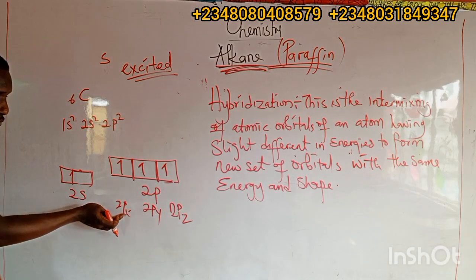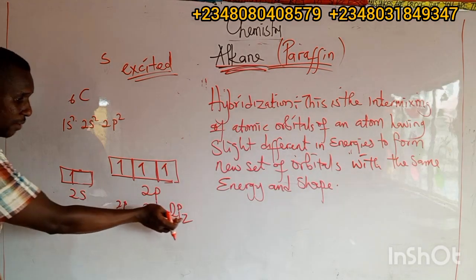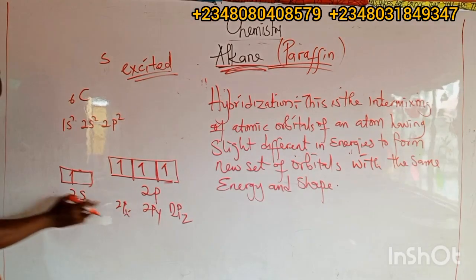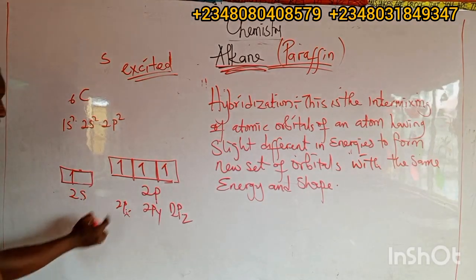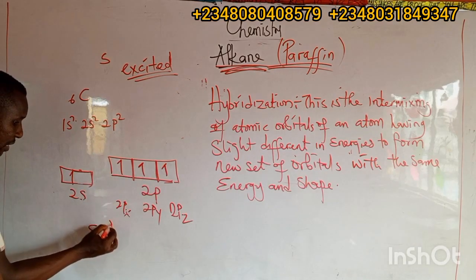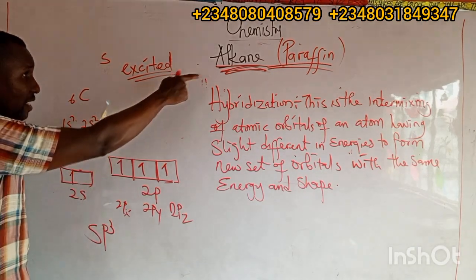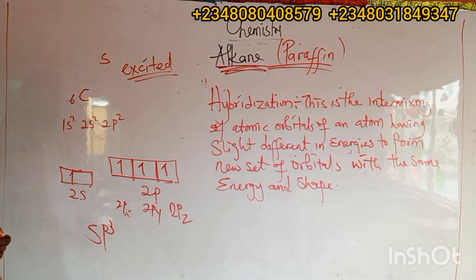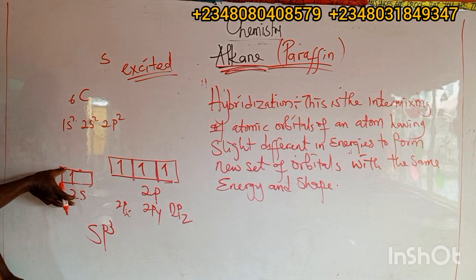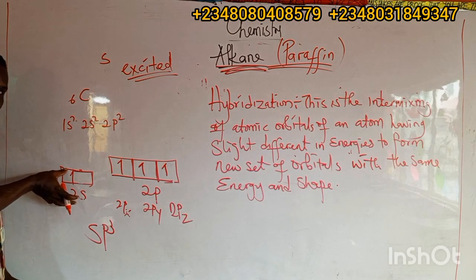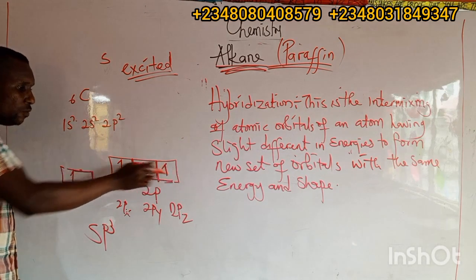Then in this case, this 1s will combine with this one, how many p? 3p. The first p is px, py, pz. The 1s will combine with these 3p. Since 1s is combining with 3p, the hybridization of the carbon atom of alkane is sp3.